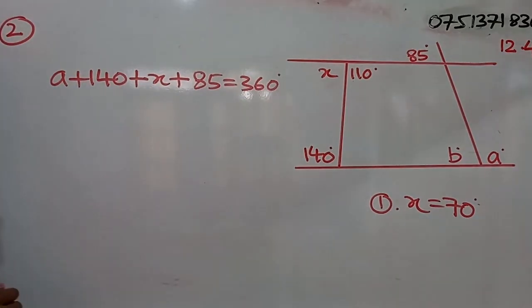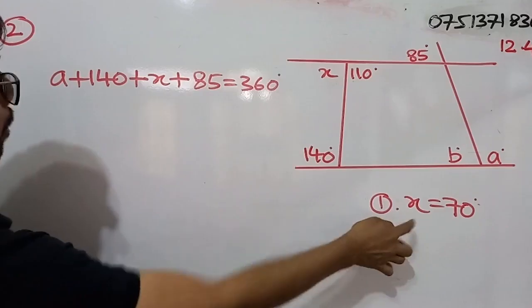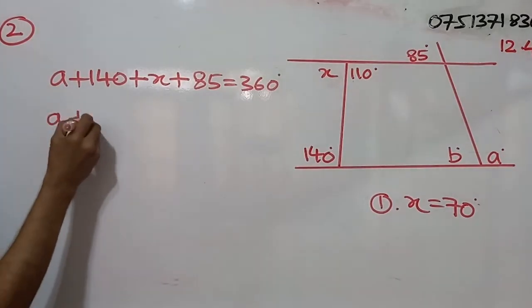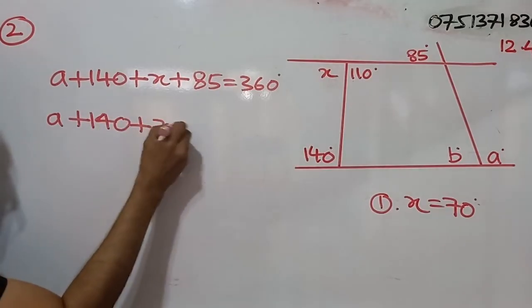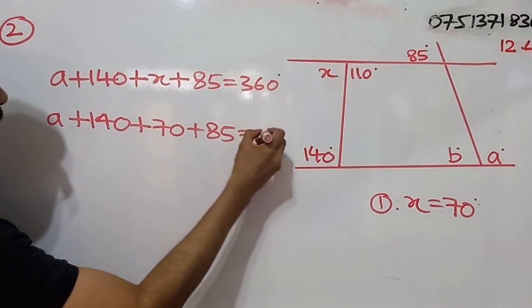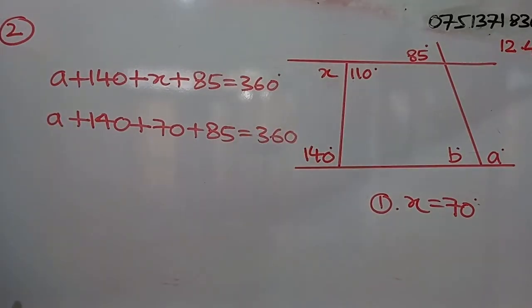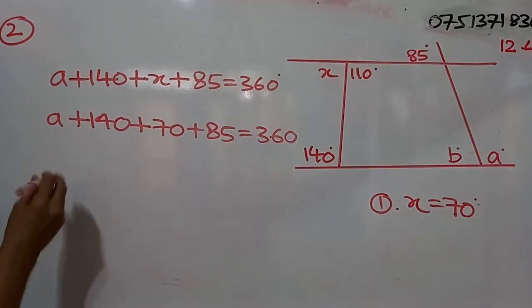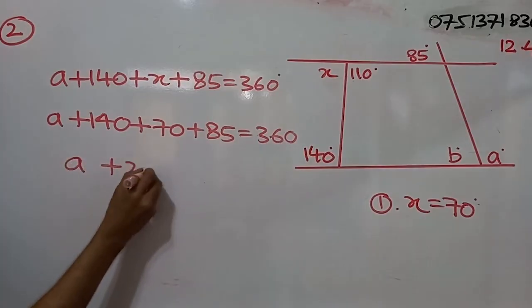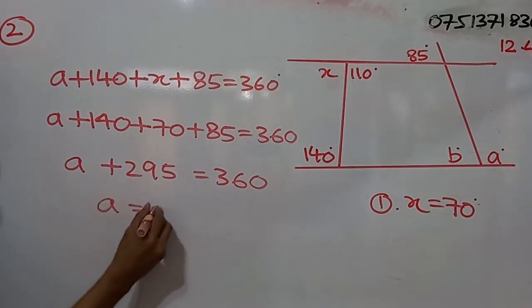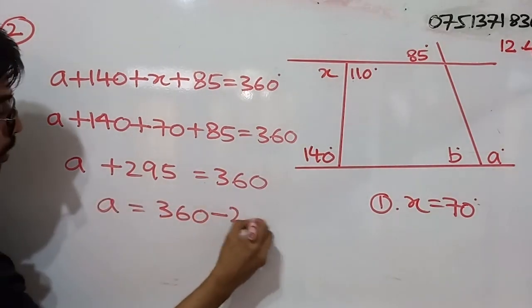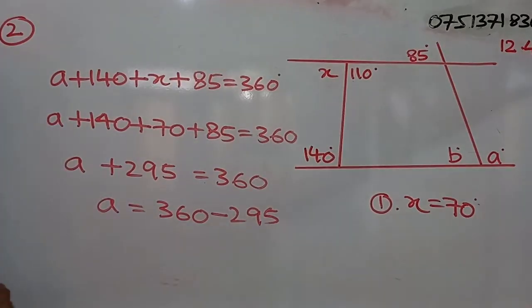We know the value of x, which is 70. So we can rewrite this as a plus 140 plus the value of x, that is 70, plus 85, equal to 360. So 140 plus 70, what is that? 210. 210 plus 85, what is that? 295. So a plus 295 is equal to 360. So a is equal to 360 minus 295.